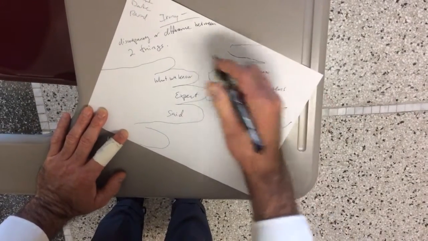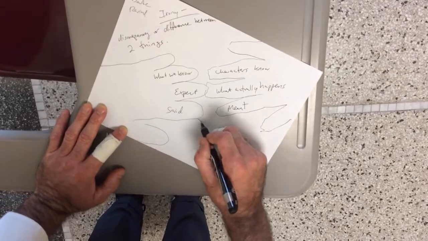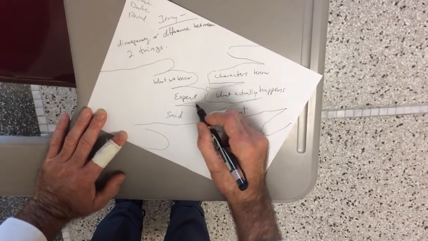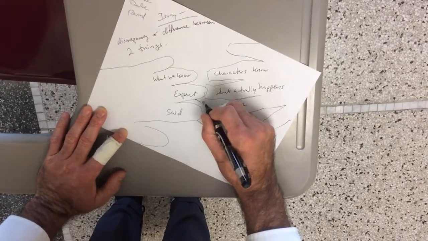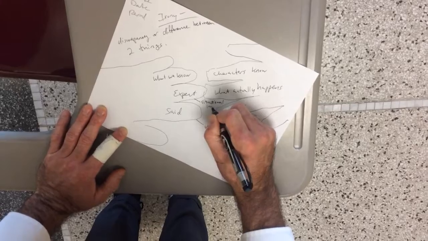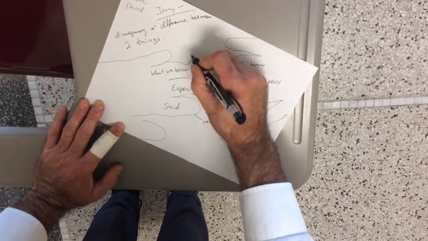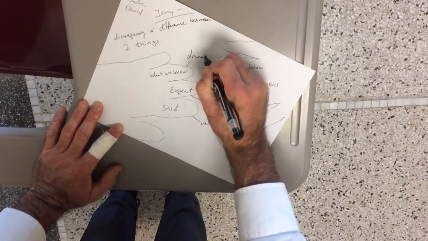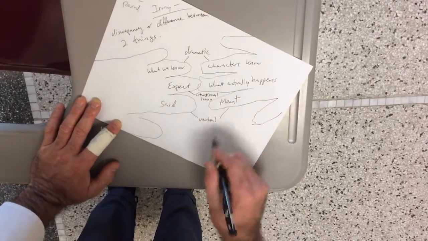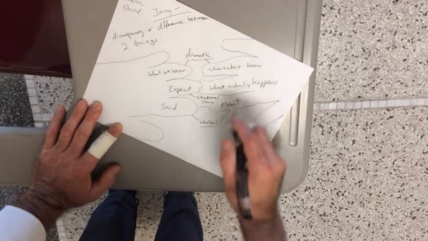Now we're going to label these three things. This one is called verbal irony, when we say the opposite of what we mean. The second is called situational irony. And the third is called dramatic irony. And if we learn the three forms of irony, verbal, situational, and dramatic, we're good to go.